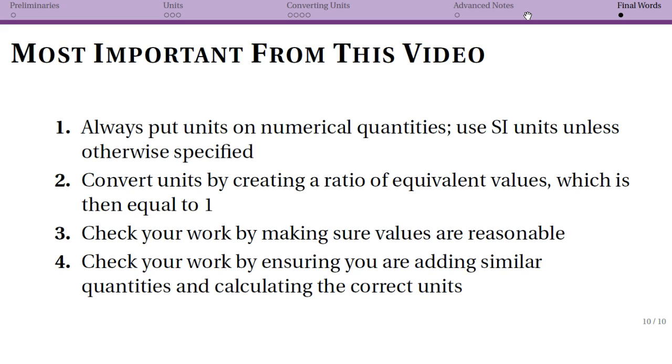Please make sure that you're converting units carefully. I know that some students have seen this many years ago and you think that you can do it in your head, but people start to make mistakes, especially as we get to more complicated units in here. So please write it out and use that technique of making a ratio of equivalent values, which is equal to 1. Please always check your work by looking for values that are reasonable, and you can estimate. If you're not really good at SI units, you can look back at that chart that I gave you. And please check your work by ensuring that your units actually are of the correct quantities and that you can add them all together.